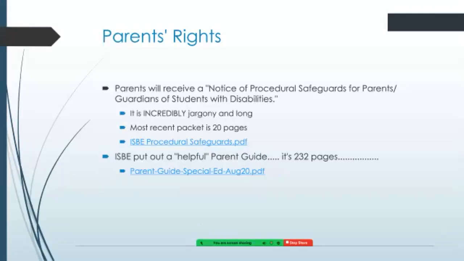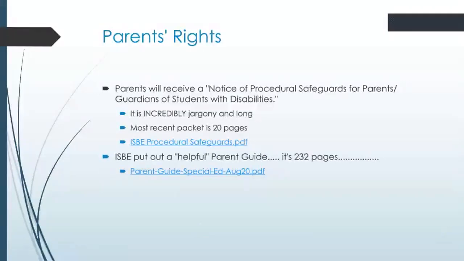an evaluation or reevaluation, you will receive a copy of the Notice of Procedural Safeguards for Parents and Guardians of Students with Disabilities. It is 20 pages. It is really long and it's very jargony. It doesn't make a lot of sense. I'm going to pop it over so you can see what it looks like.